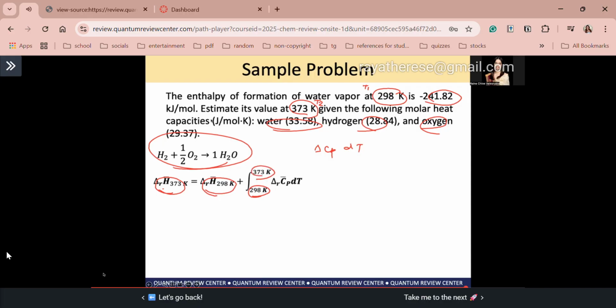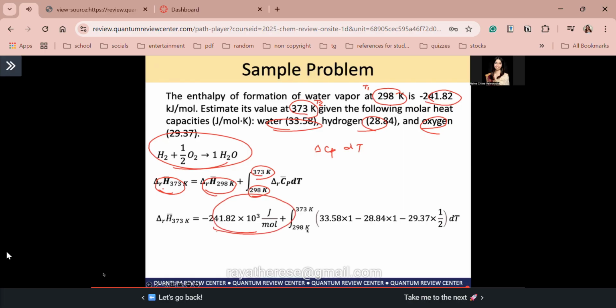So solving, ayan. So yung given na enthalpy of formation of water vapor at 298 K, yun yung ating delta RH 298 K, plus the integral of 33.58 times 1 minus 28.84 times 1 minus 29.37 times 1/2 dT. So this is based on the fact that it is Cp products minus Cp reactants. O, tingnan natin. Yung molar heat capacity ni water is equal to 33.58. It is the product. So 33.58 times 1, this refers to water, minus the reactant. So we have first reactant is hydrogen with a molar heat capacity of 28.84 times 1 because its coefficient is 1.